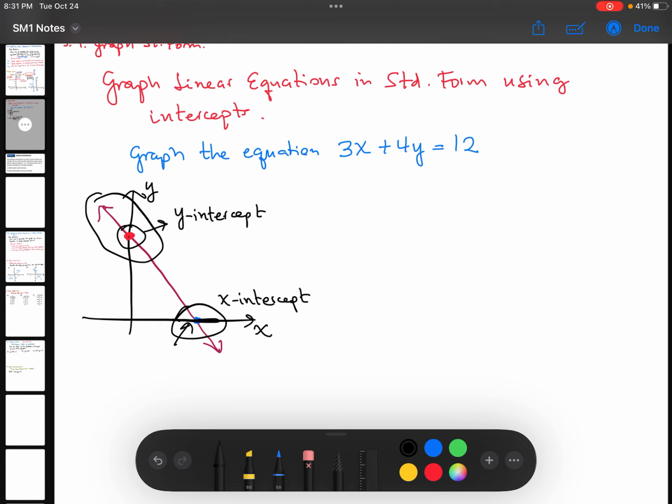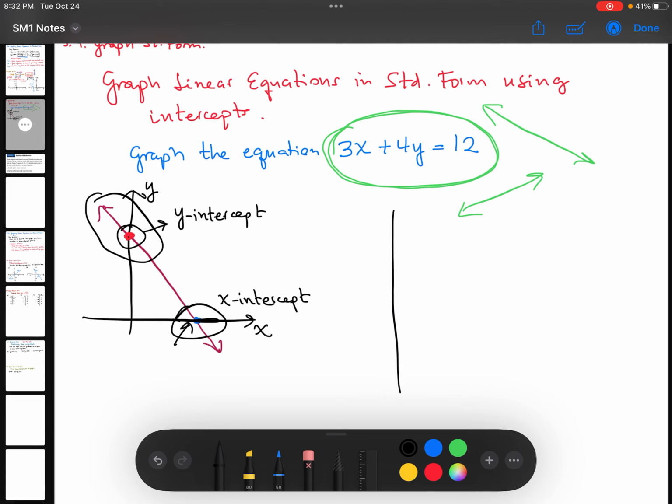So I'm going to graph this equation. I'm going to circle it in green. 3x plus 4y equals 12. What do I know? It has to be a straight line like this or like this. I don't know, but it's going to be something like that. It's going to be a straight line for sure. Once we get to that point, I'm going to draw a coordinate plane with its corresponding intervals.